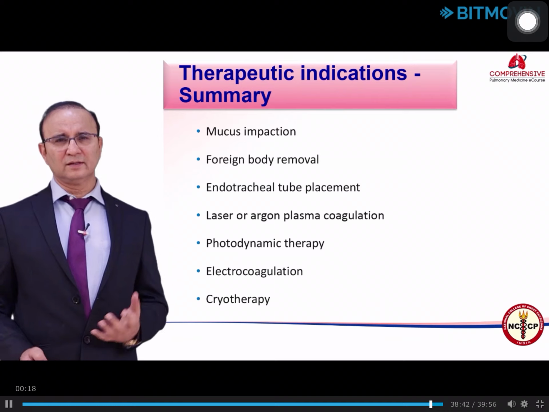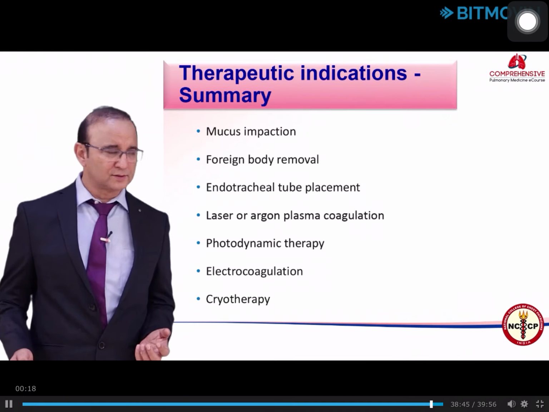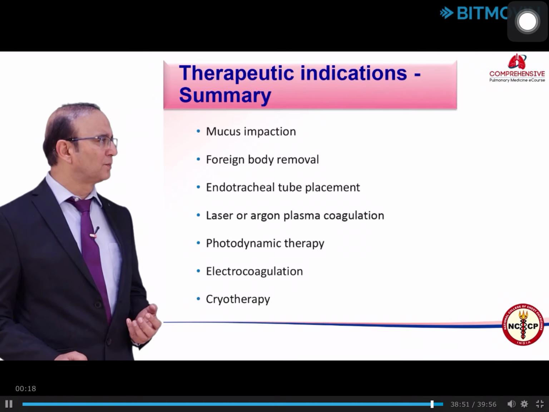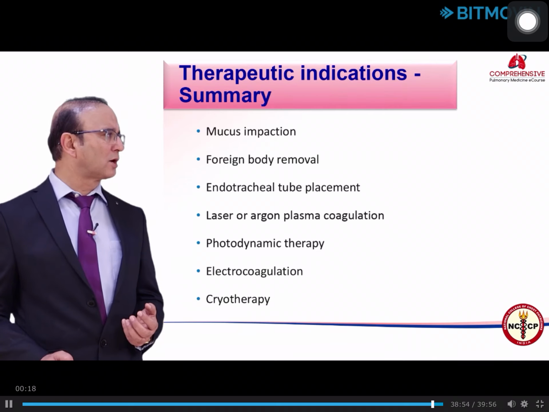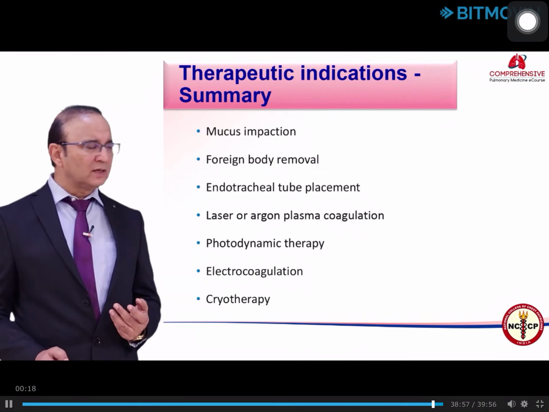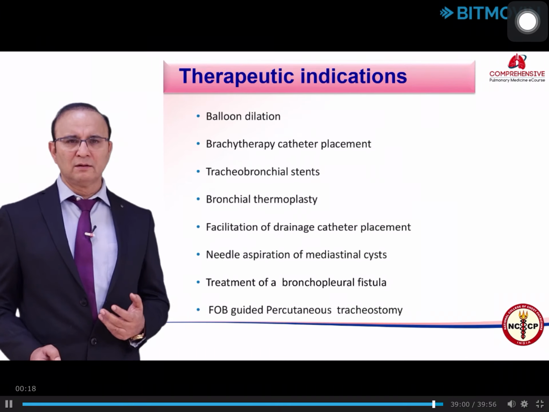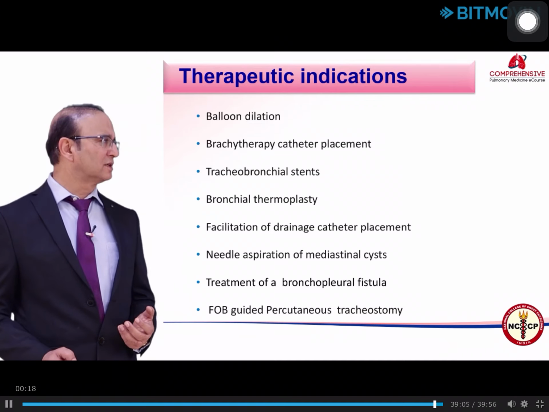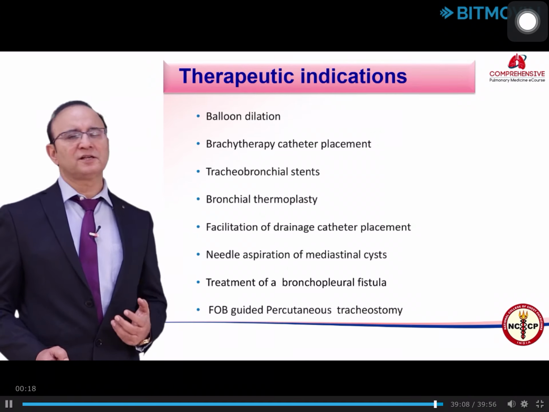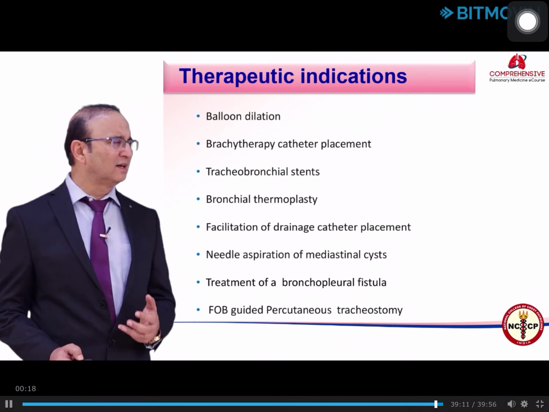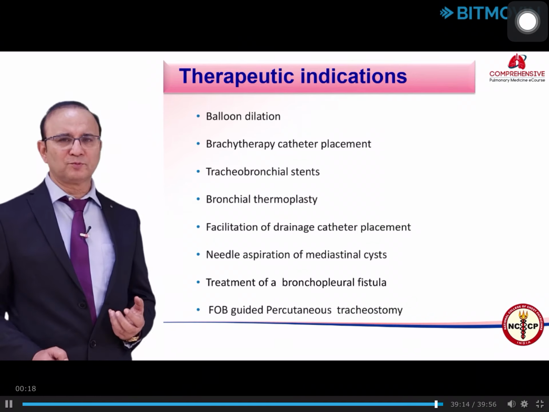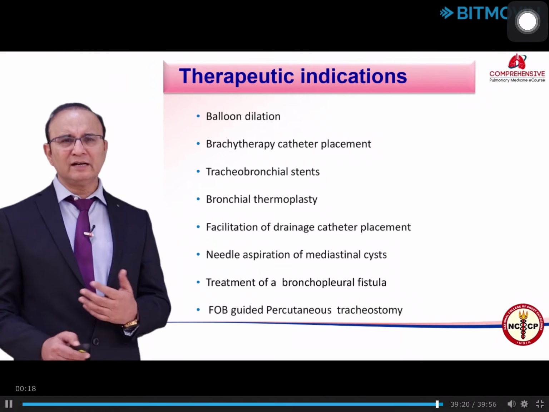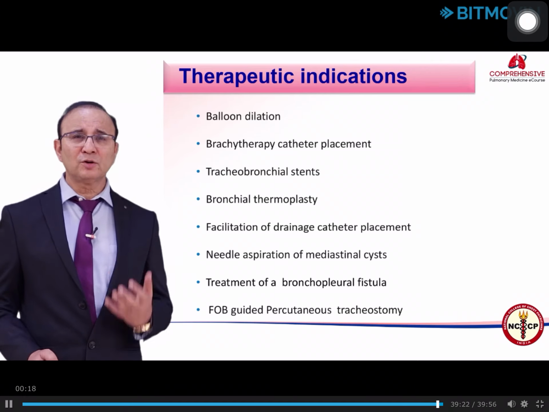To summarize, a large number of therapeutic indications: mucus impaction, foreign body removal, endotracheal tube replacement, laser or argon plasma coagulation, photodynamic therapy, electrocoagulation, cryotherapy, balloon dilatation, brachytherapy catheter placement, tracheobronchial stents, bronchial thermoplasty, facilitation of drainage catheter placement, needle aspiration of mediastinal cyst, treatment of bronchopleural fistula, FOB guided percutaneous tracheostomy. So we have a very large number of therapeutic indications.